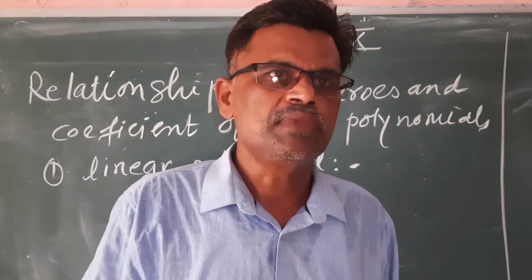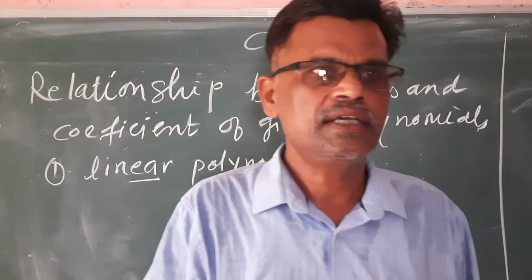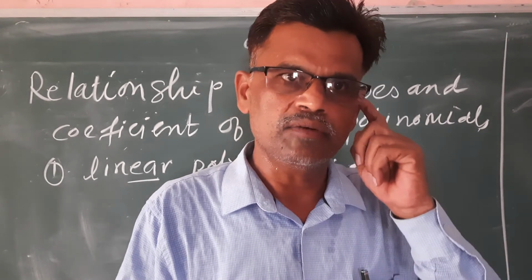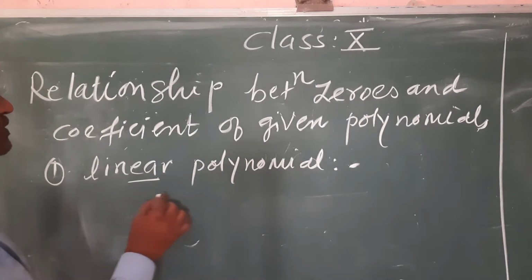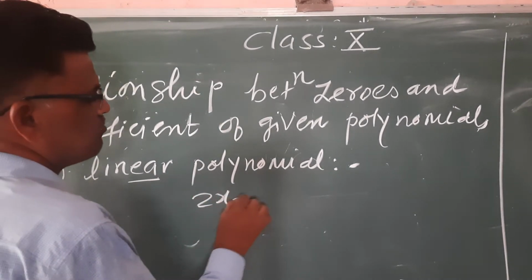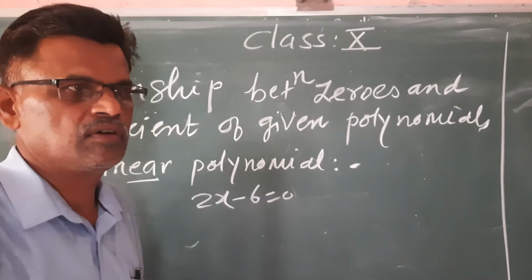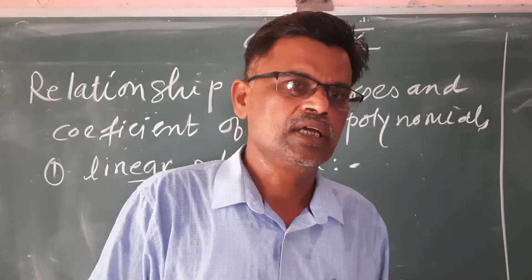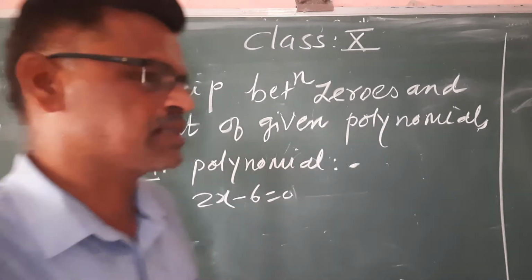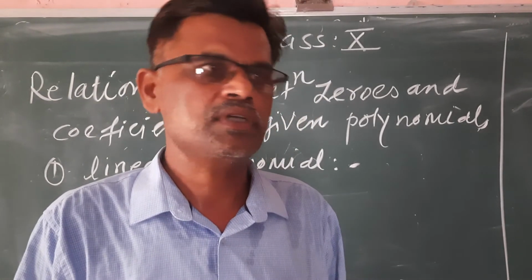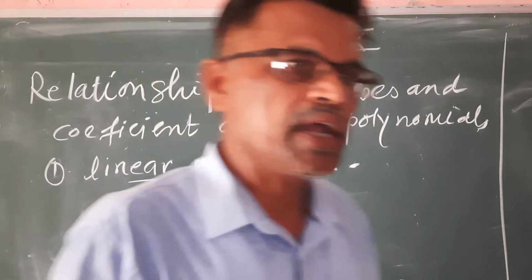Then what is the general form of linear polynomials? When the degree of the polynomial is 1, then the polynomial is called a linear polynomial. Here, for example, 2x minus 6 is equal to 0. This is a linear polynomial. Let p of x be 2x minus 6, and in this we can find the zero.